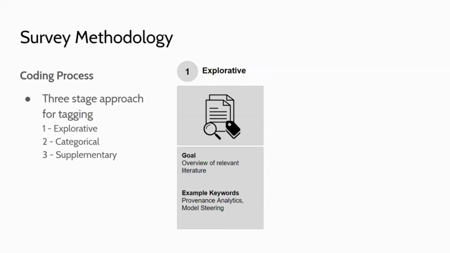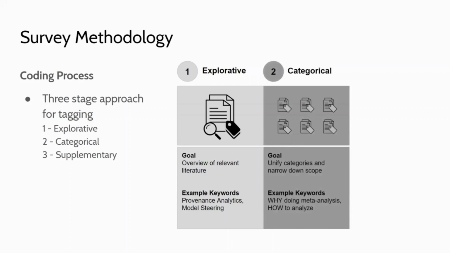The aim of the second round of coding was to unify the categories and narrow down the scope. That is why the second stage is called categorical tagging. To achieve this, we developed a closed set of keywords for the spectrum of possible reasons for doing meta-analysis on provenance data, as well as for the state-of-the-art of user interaction analysis. Each paper was coded by at least 2 co-authors independently. All co-authors were in constant exchange to resolve cases for an ambiguous and uncertain classification.